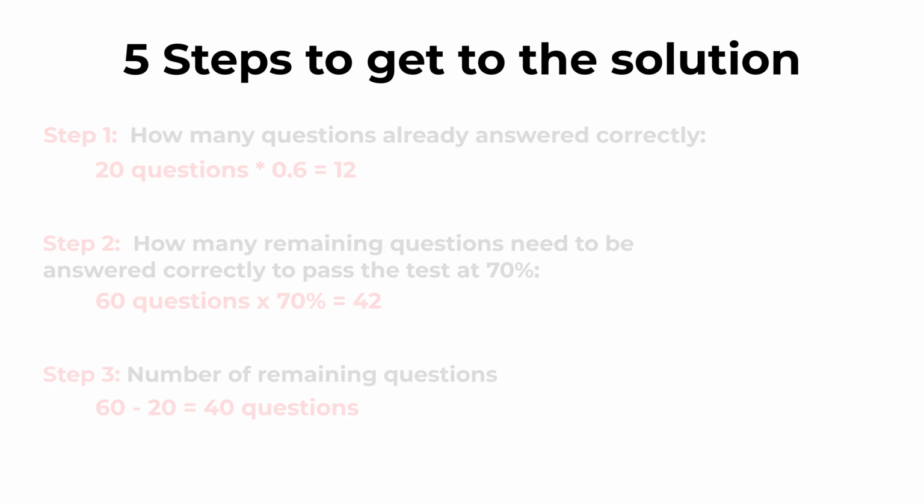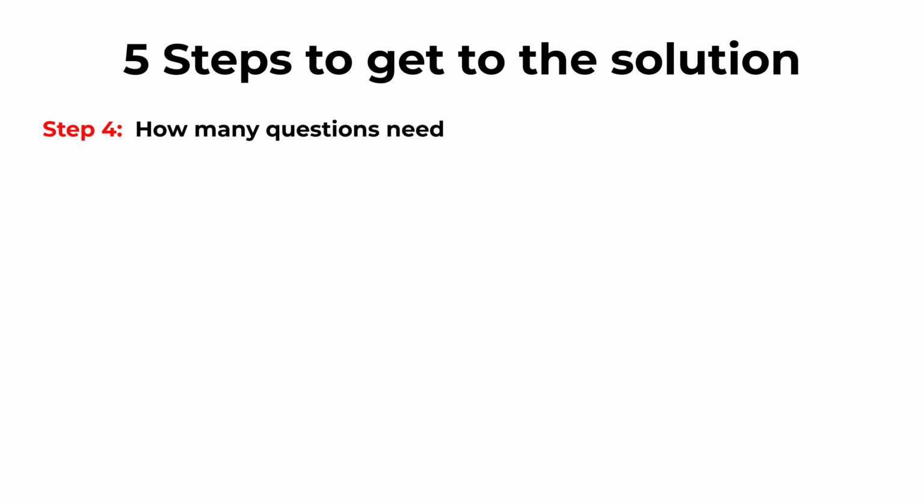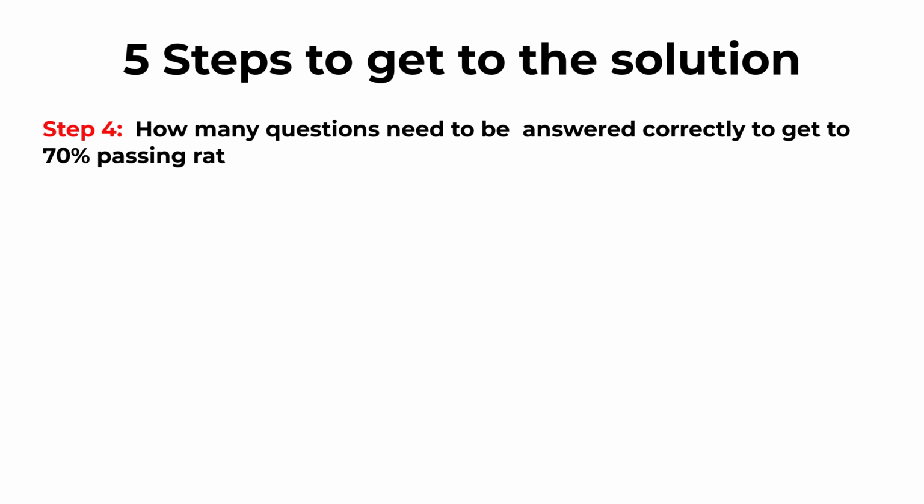Now, how many questions need to be answered correctly out of the remaining questions to still get to a 70% passing rate? To calculate this, we subtract 12, which is the number of questions we already answered correctly out of the first 20 questions, from 42, and 42 minus 12 equals 30, which means that out of the remaining 40 questions, 30 questions need to be answered correctly to get to the 70% passing rate.